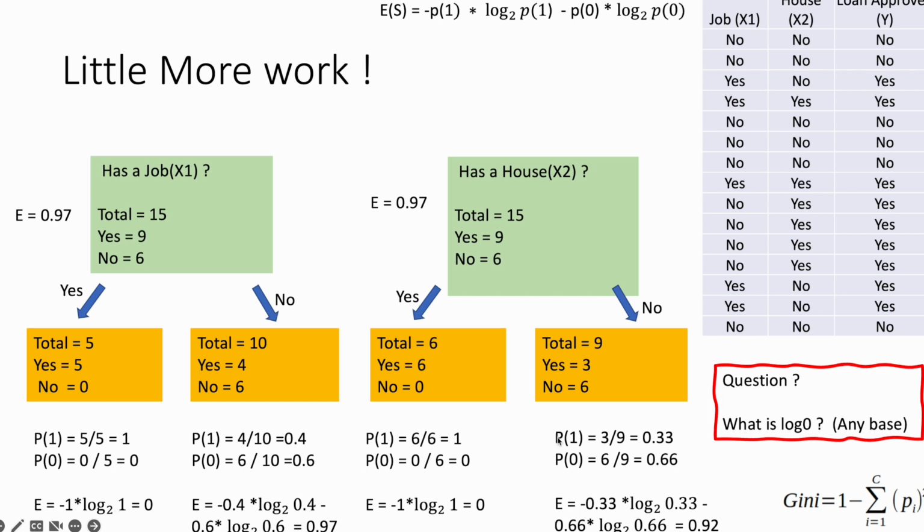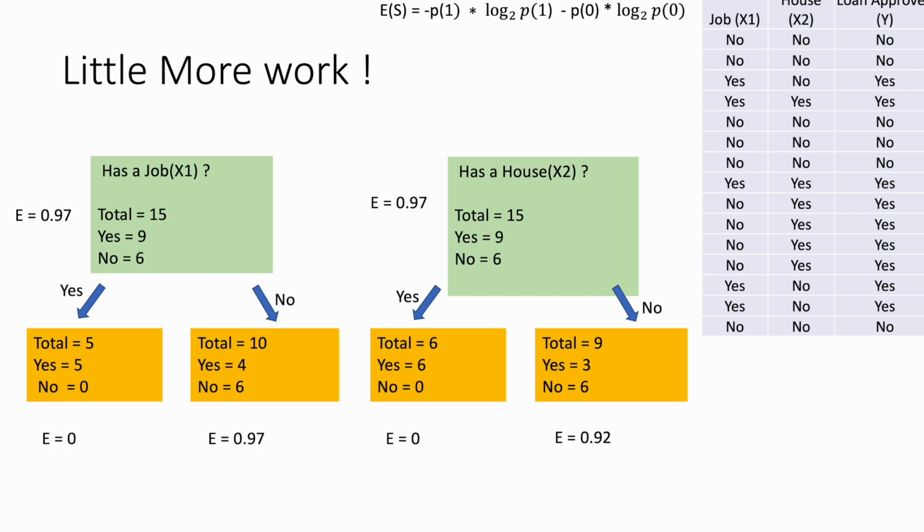If you take log 0, we had just discussed that in any base it is undefined, but for this purpose we'll assume that it is 0, right? Now we have removed all those, and for all these yellow blocks or splits or the child entries, we have just written down the E which we got. We have a little more work to do, so pay attention.